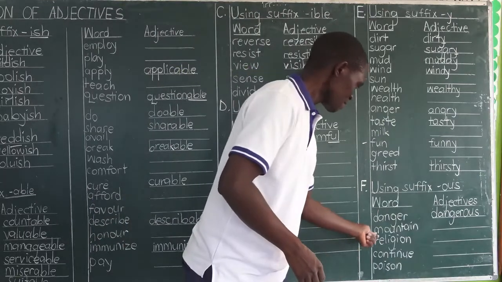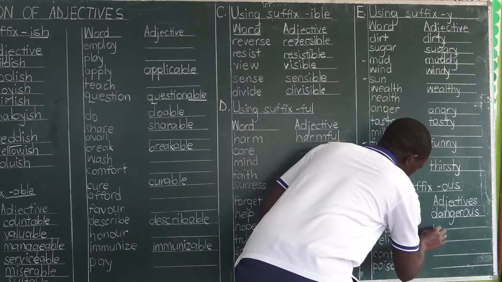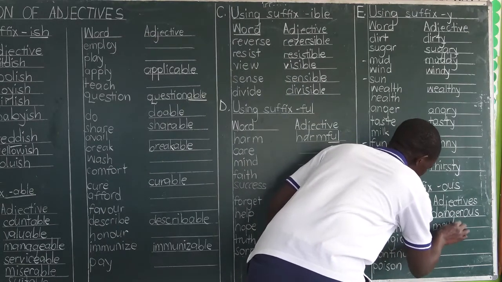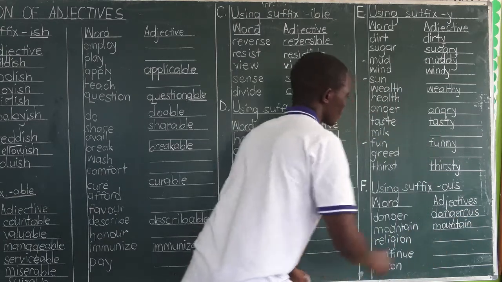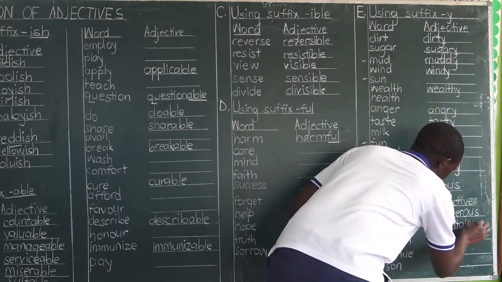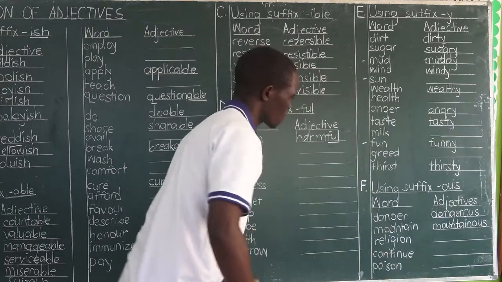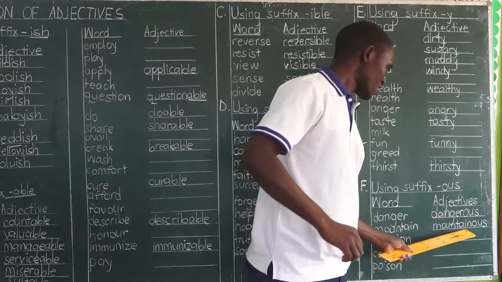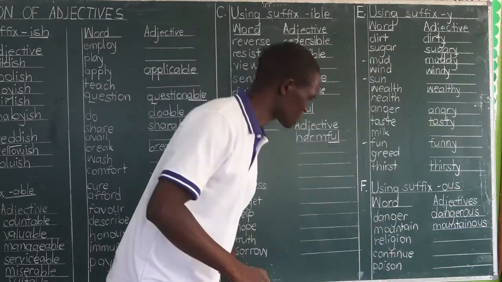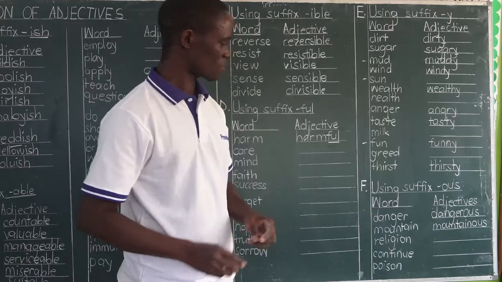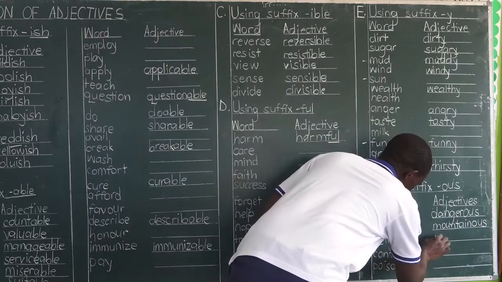We go to mountain. From mountain, the adjective is mountain plus OUS, mountainous. Mountainous. M-O-U-N-T-A-I-N-O-U-S. Mountainous. Next, we have the word religion, which changes to, yes, religious.